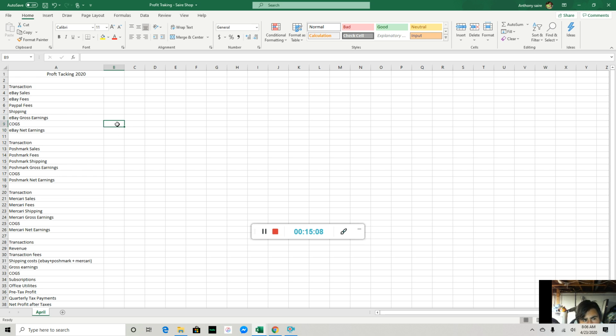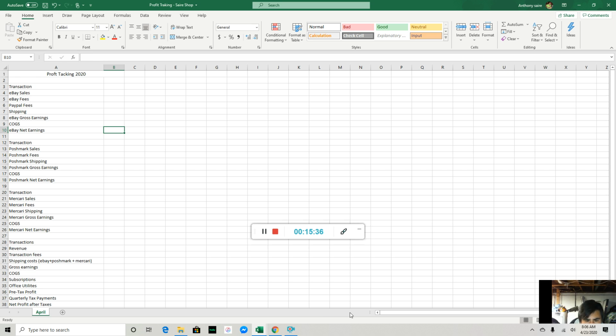So what I usually do for April, for example, I do list every single cost of goods sold for that specific month. Even if this is a negative number, it doesn't matter, because I'm going to do a sheet for April, May, June, July, August, etc., all the way to December. And then I'm going to do one end of year.